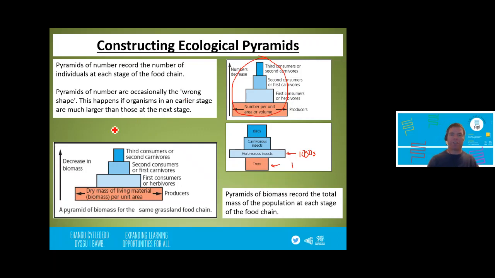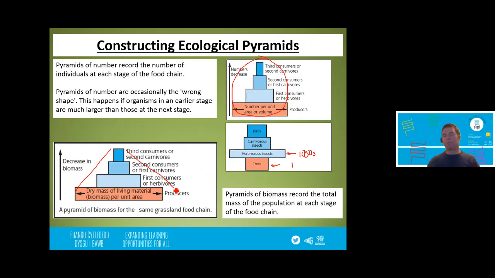So if we go back to that situation I said about a tree, whilst there may only be one tree, it's huge. And consequently, if you actually looked at the mass of living material of that tree, it's going to be far greater than the combined mass of those thousands of caterpillars. And that will always be the case with a pyramid of biomass. It will always look like this very definite pyramid shape, which makes it sound very easy. And I would say, yes, it is.